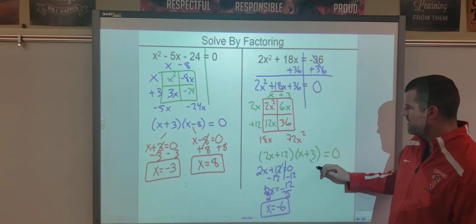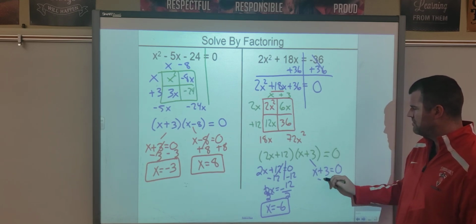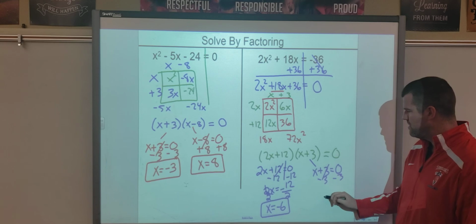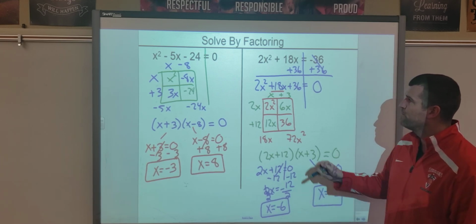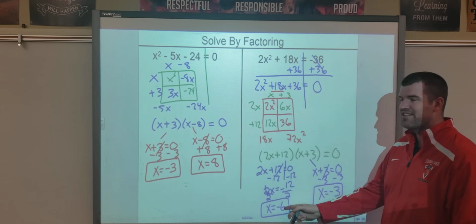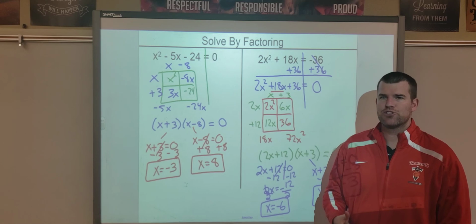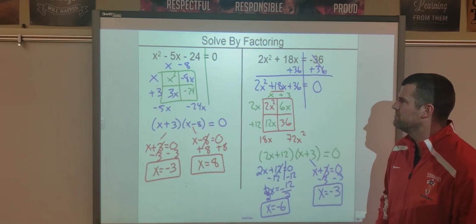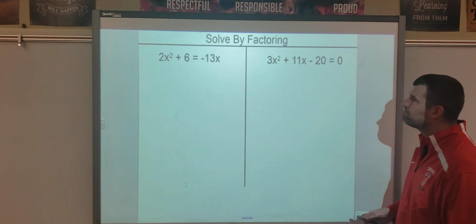And then same thing, I take my second factor, my x plus 3, set it equal to 0, subtract 3, x equals -3. So again, if you forget to take out the GCF, you'll still get the right answers, but we had to deal with numbers that were quite a bit larger, and it made the work just a little bit more difficult. But we still got the same correct answers.